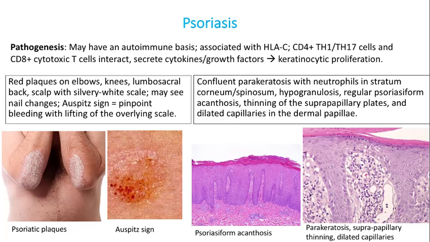If you were to lift this scale, this white stuff off of the plaque, you would see little pinpoint bits of bleeding. This is called the Auspitz sign, which is considered very characteristic of psoriasis. So now let's see what the pathologic view of psoriasis is under the microscope, which closely corresponds to what these things look like. The scale is always from keratin, right?